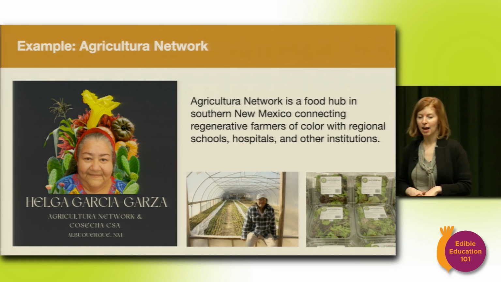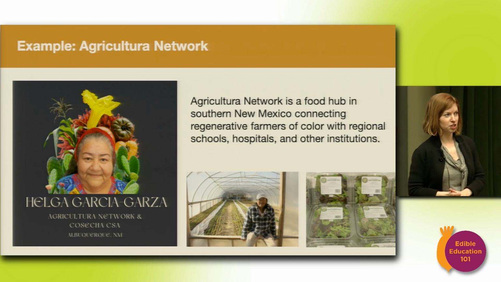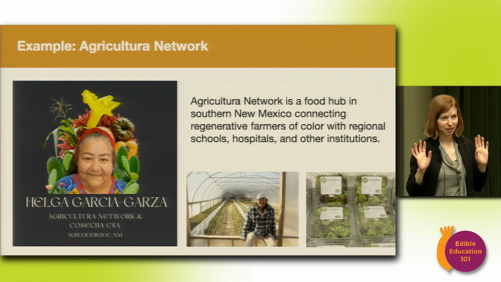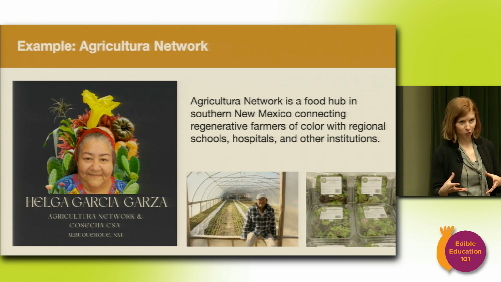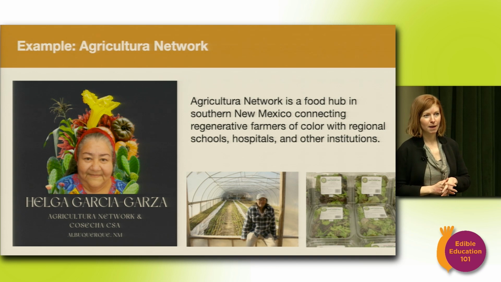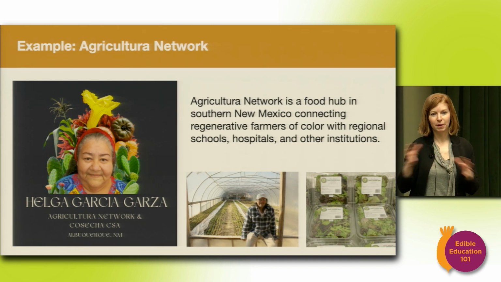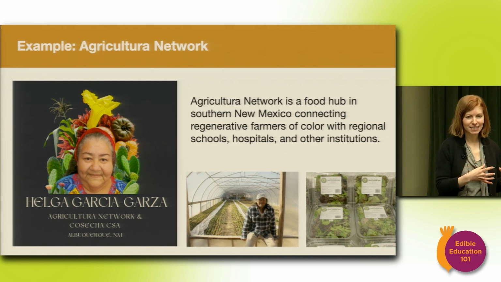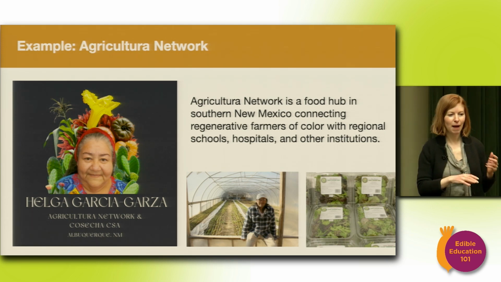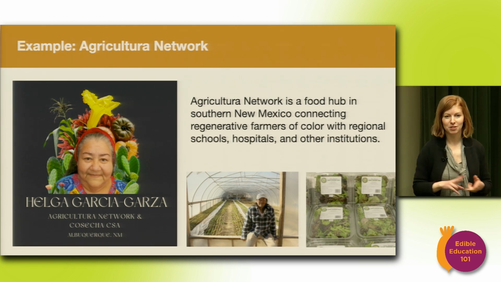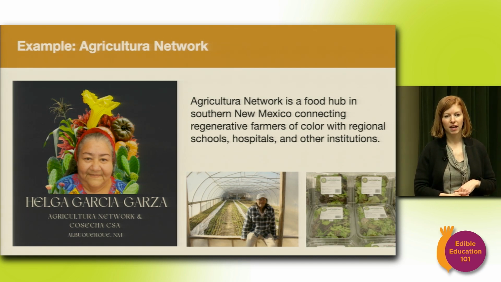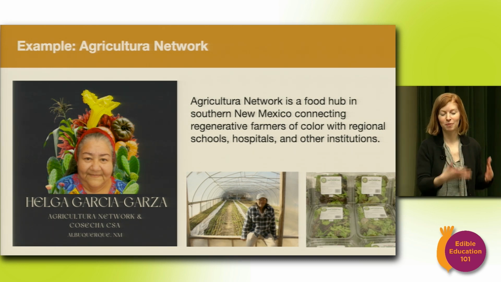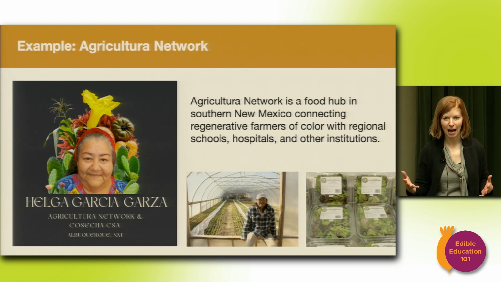This organization is called Agricultura Network. They are based in New Mexico, and their leader is this woman, Elga Garcia Garza, who is incredibly inspirational. So they're a cooperative of farmers of color who are practicing regenerative agriculture in New Mexico. And they've worked to change supply chains for public institutions within their region. So not only are they working together to process their produce and clean it and package it and get it out to markets, but then they've gotten local hospitals, universities, and school districts to source from them, and even changed some of the laws around this within the state of New Mexico, so that not only are people who are going to the hospital or at a university cafeteria getting healthy, fresh local produce that was grown by these local farmers, but the local farmers have access to markets that allow them to have viable businesses.